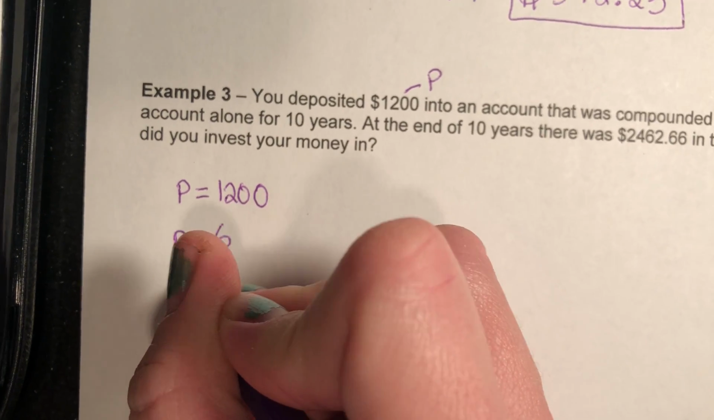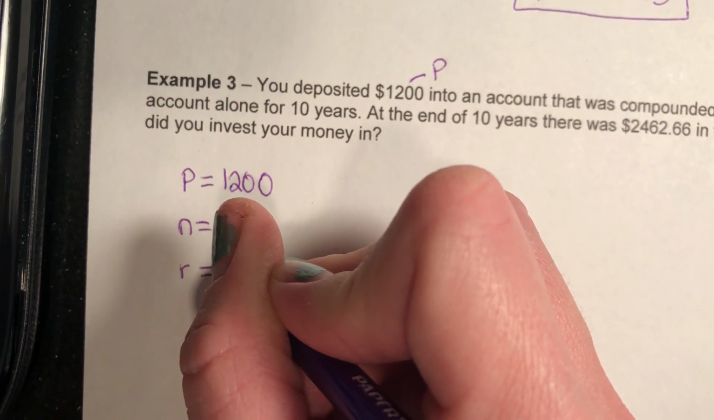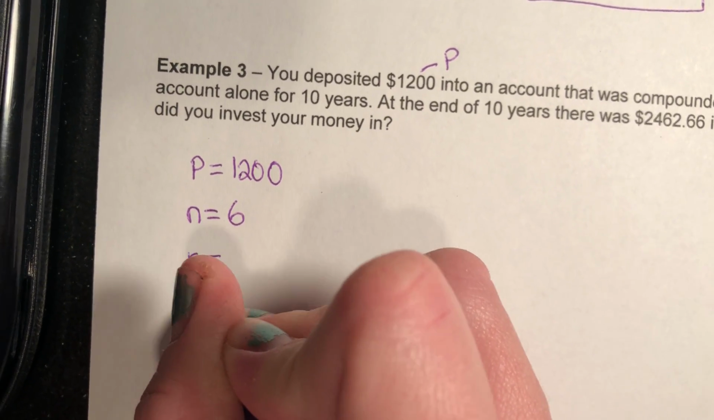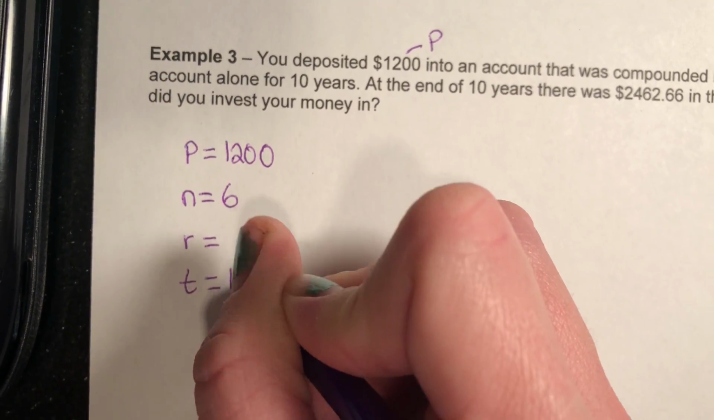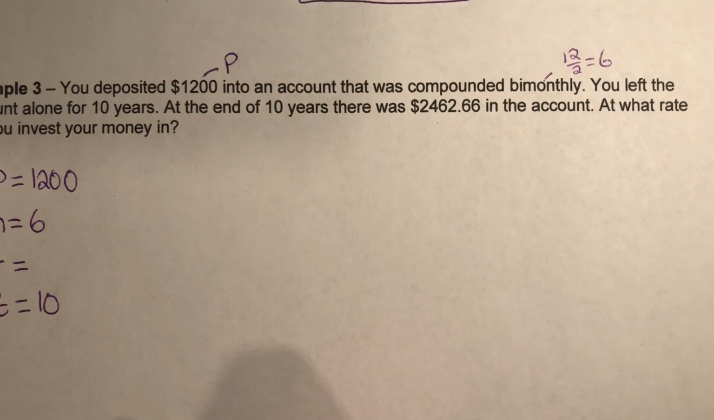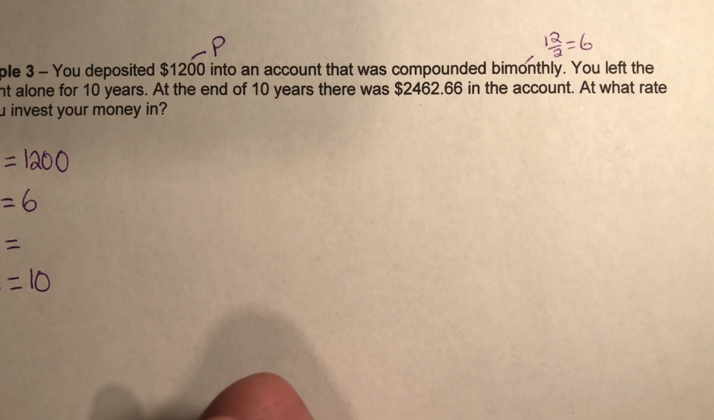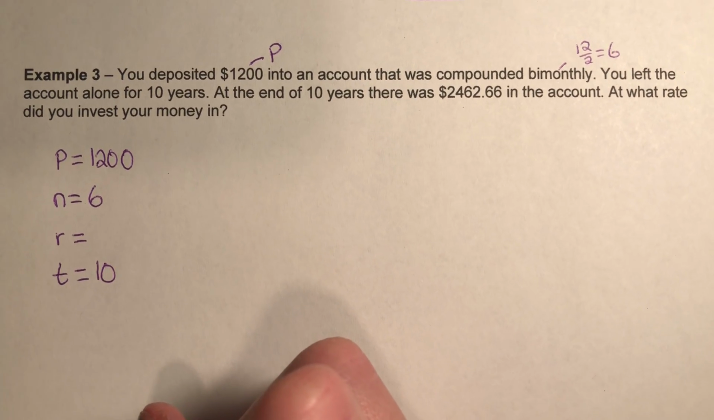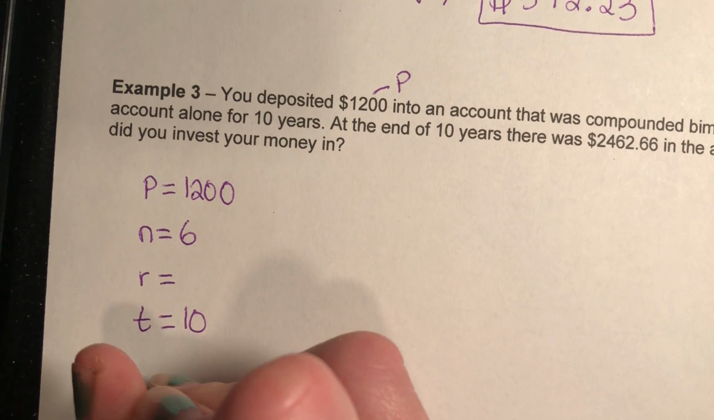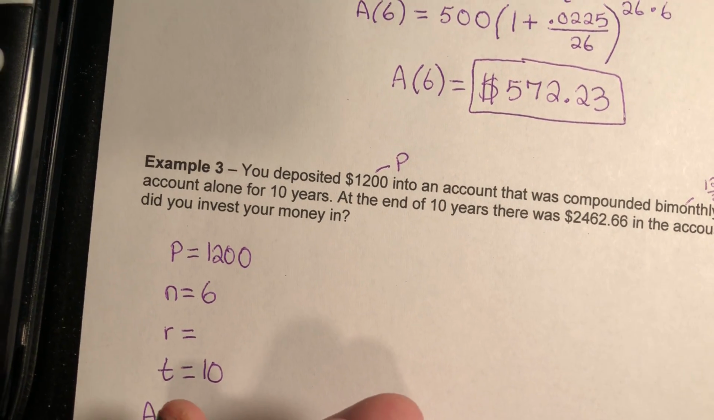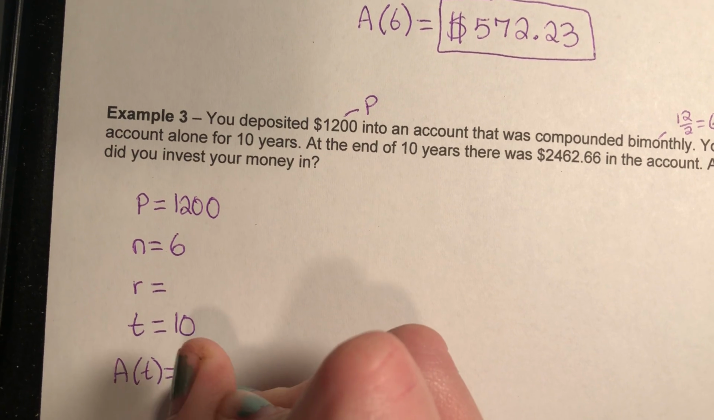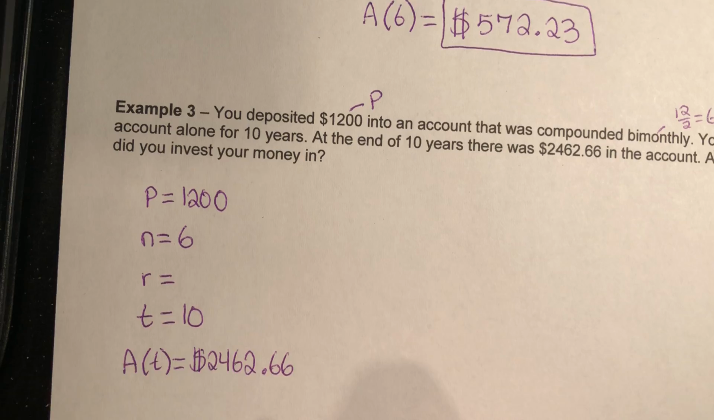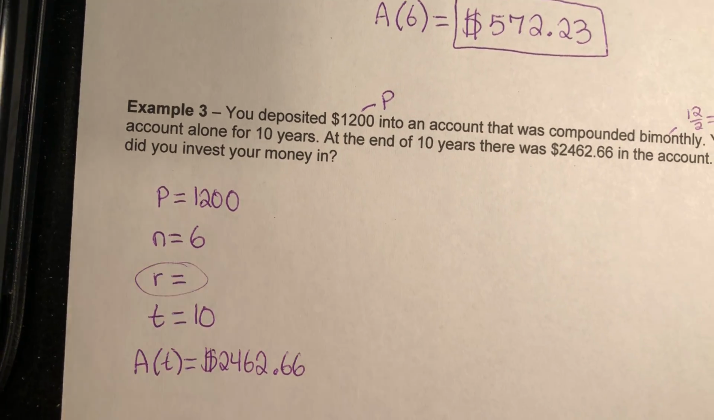Our R is actually what we're trying to find out. So we don't know our R. I'm going to leave that blank. Our time, it says we left the account alone for 10 years, is 10. And at the end of 10 years, we had $2,462.66 in the account. So at what rate did you invest your money? That means we actually already know what A of T is. And A of T is 2,462.66. So we're trying to find this R value.